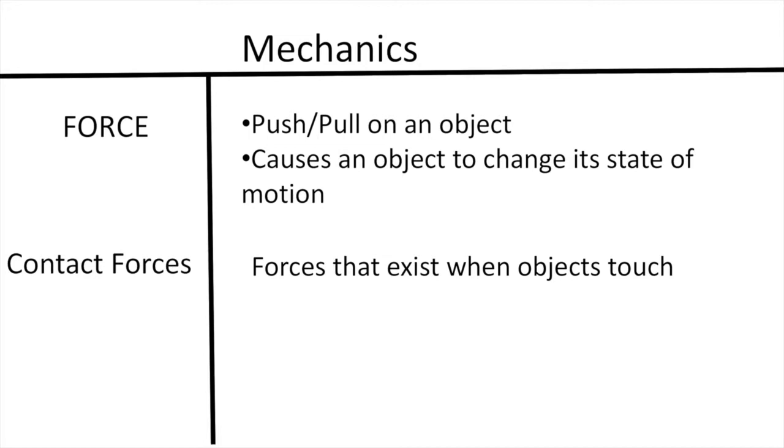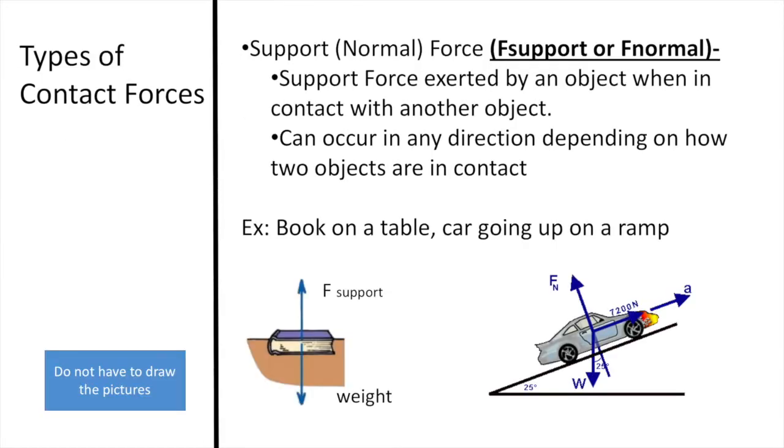Contact forces are forces that exist when objects touch. The first type of contact force is known as the support force, also known as the normal force, and you can denote this by F sub support or F sub normal. The support force is exerted by an object when it is in contact with another object, and this can occur in any direction depending on how the two objects are in contact.